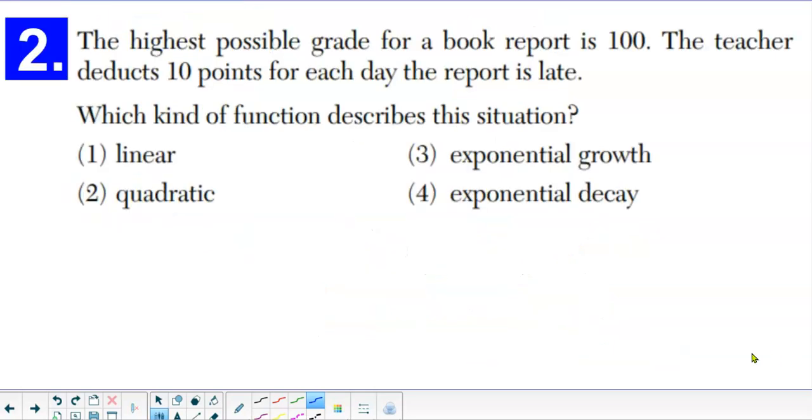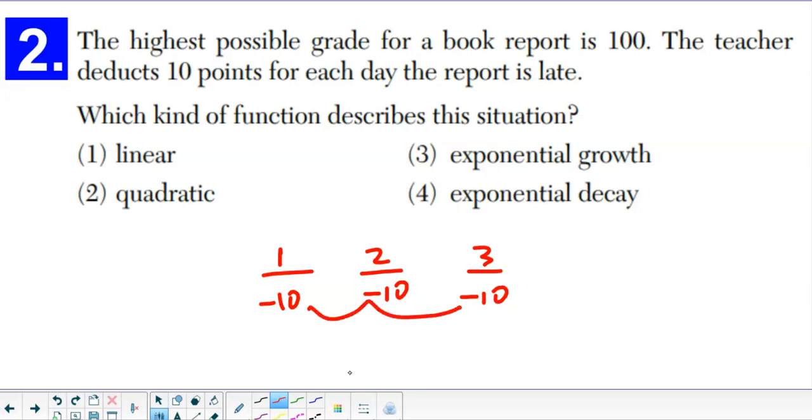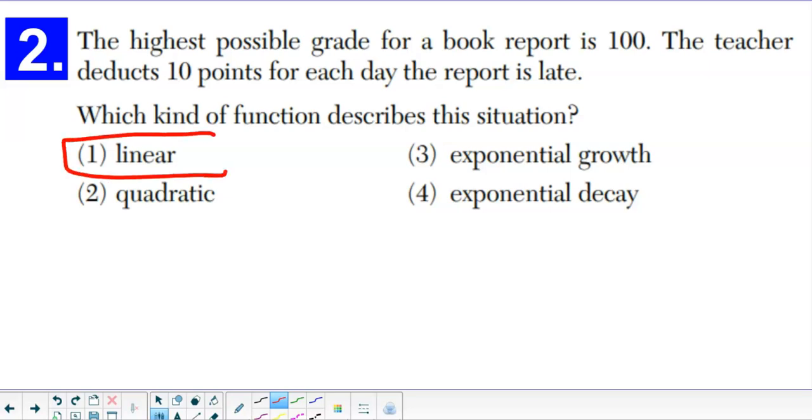Question number 2. The highest possible grade for a book report is 100. The teacher deducts 10 points for each day the report is late. So that means on day 1, she'll subtract 10. On day 2, she'll subtract another 10. On day 3, she'll subtract another 10. So this is a constant change here, and that means it is linear, constantly decreasing by 10.